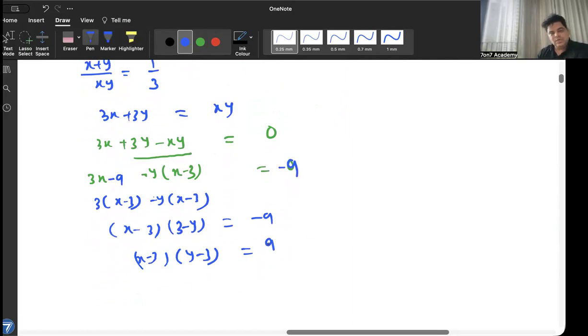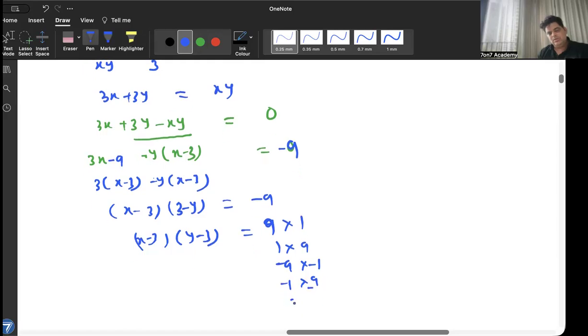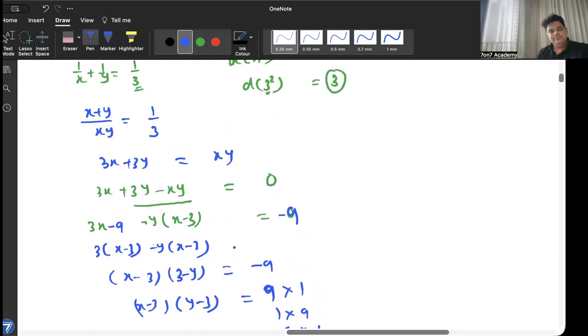And then 9 is 3 square. So you can write 9 as 9 into 1, you can write 1 into 9, you can write like minus 9 into minus 1, minus 1 into minus 9, 3 into 3, minus 3 into minus 3, like that. Okay. So I hope you understand that.